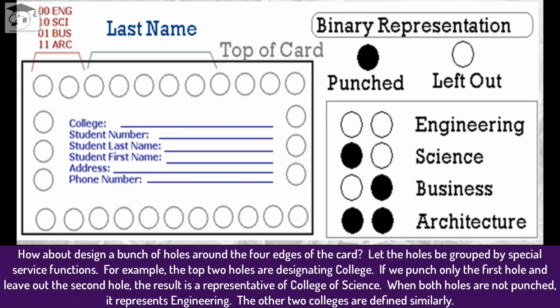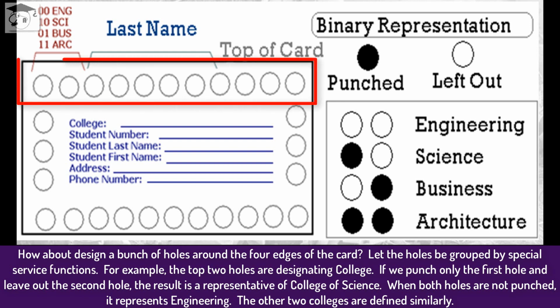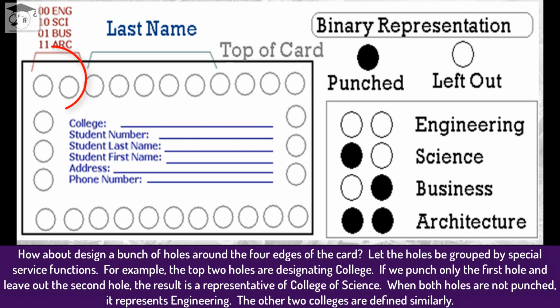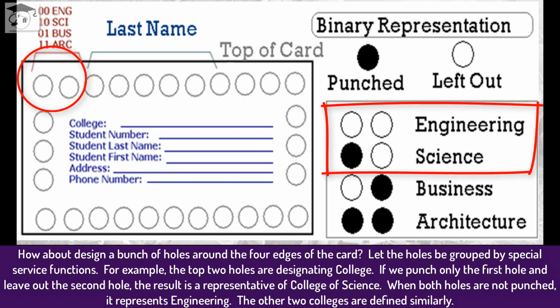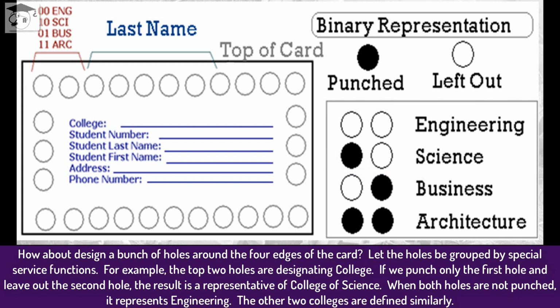How about designing a bunch of holes around the four edges of the card? Let the holes be grouped by special service functions. For example, the top two holes designate college. If we punch only the first hole and leave out the second hole, the result is a representative of College of Science. When both holes are not punched, it represents engineering. The other two colleges are defined similarly.